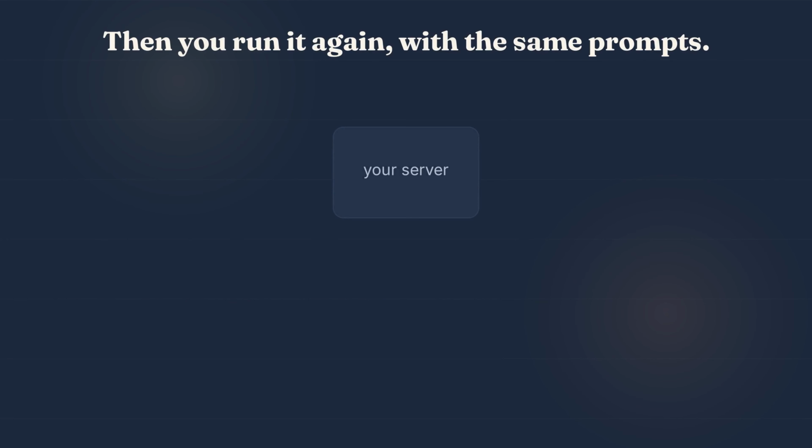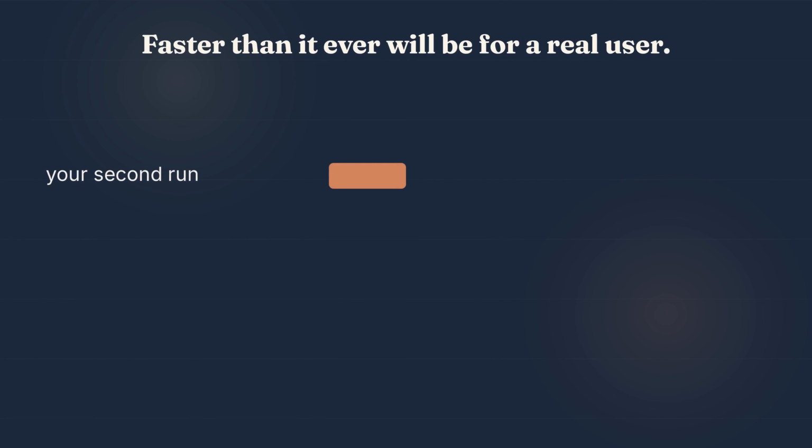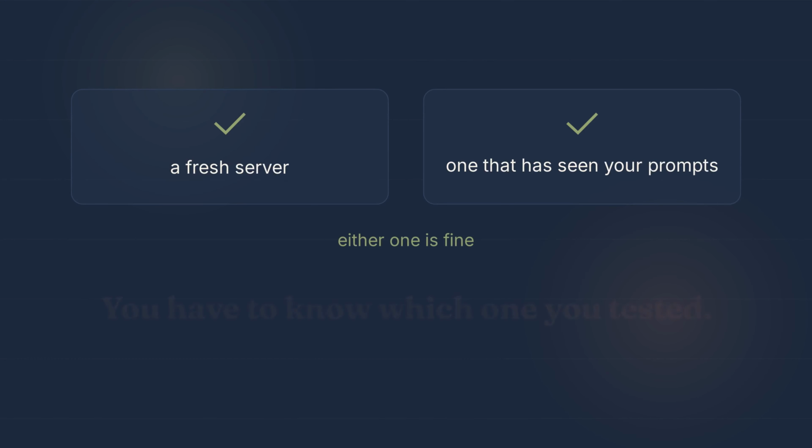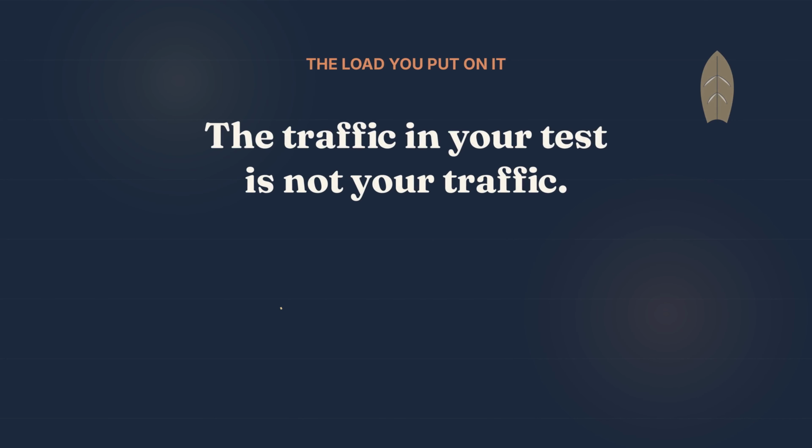Then the opposite problem, and I've watched this one catch really experienced people. So you run your benchmark and you don't like the number, and you change something and run it again with the same prompts. And your server remembers them, because if a prompt starts the same way as one it has already seen, a modern server can reuse the work it did last time. So your first answer comes back much faster than it ever will for a real user. There's a whole episode on that later in the course. Fresh server or one that has already seen your prompts, either one is fine, honestly, but you do have to know which one you tested. So the traffic in your test isn't your traffic.